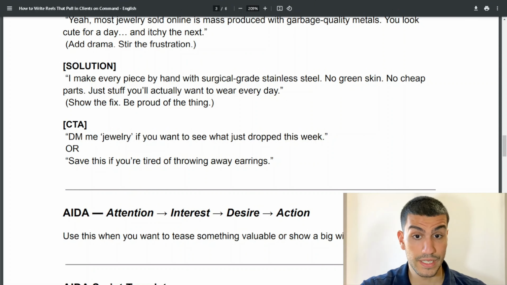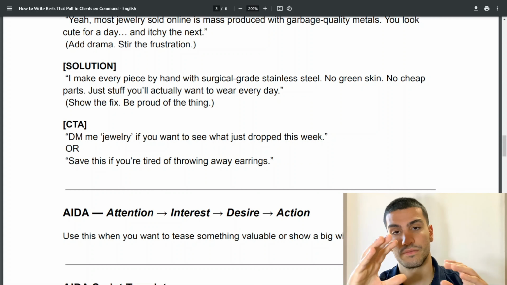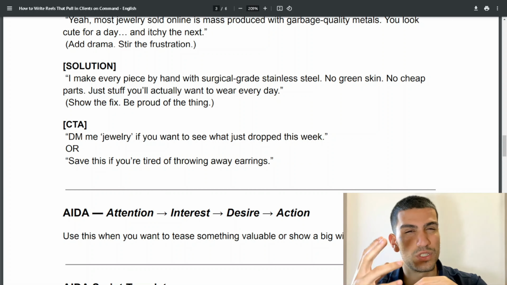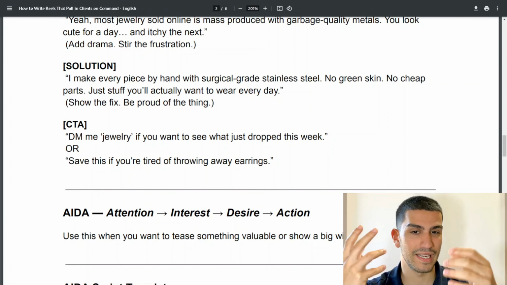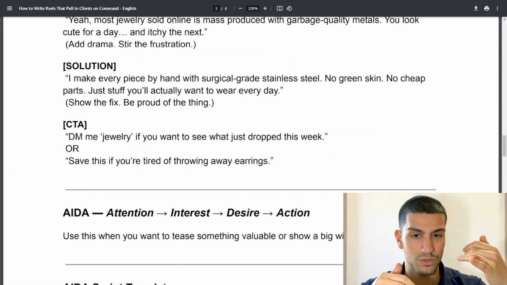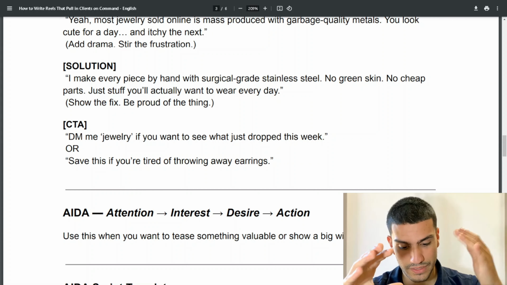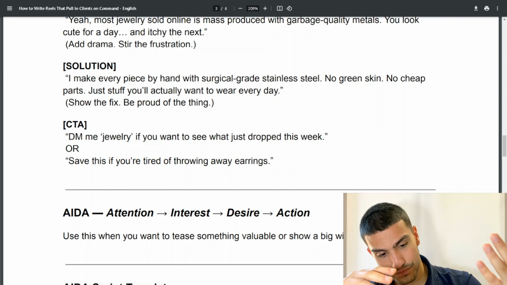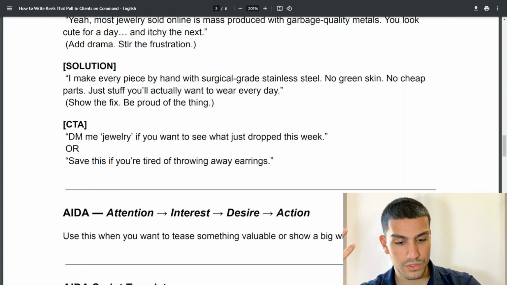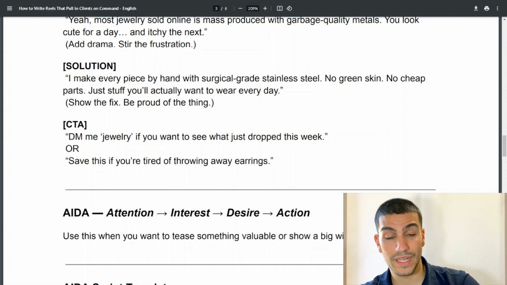A good example would be, DM me "jewelry" if you want to see what I just dropped this week. But this is a two-step thing, not directly taking a meeting or calling you. They're DMing you, you're sending them new stuff, making them look, and then they have to decide if yes or no.